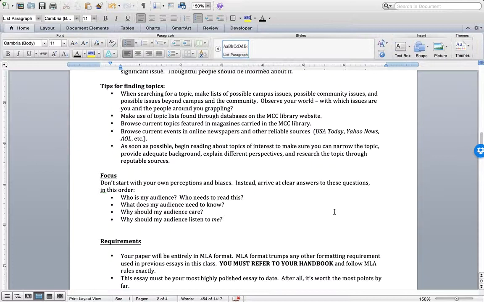As soon as possible, begin reading about topics of interest to make sure you can narrow the topic, provide adequate background, explain differing perspectives, and research the topic through reputable sources.